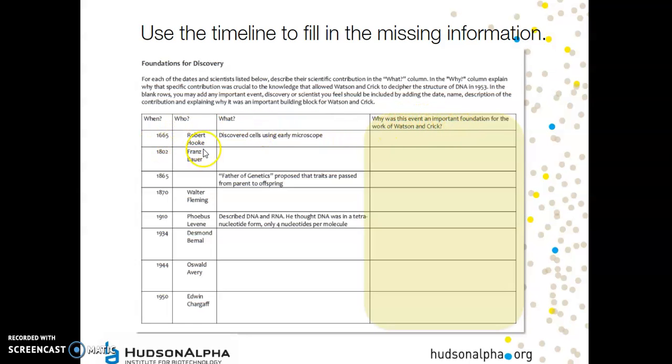Like, for example, why was the discovery of cells using an early microscope important to the eventual work of Watson and Crick? Well, this was the actual discovery of cells, and without the discovery of cells, we would never have discovered what was in cells like DNA. So the discovery of cells was one of the very earliest and most pivotal parts of this information cycle.